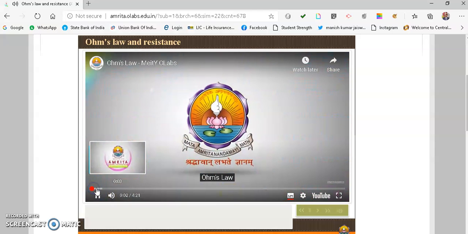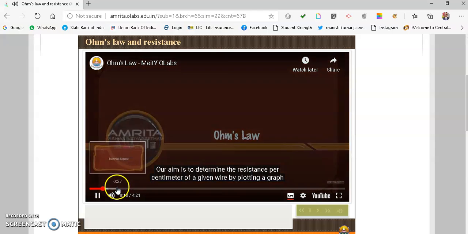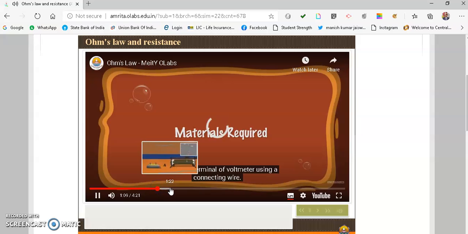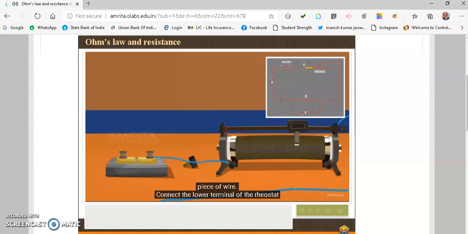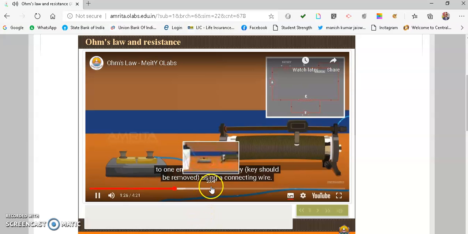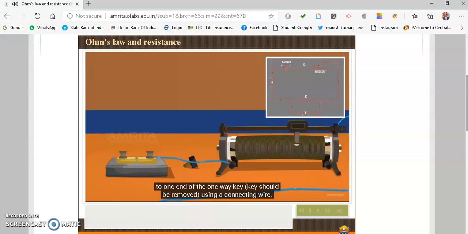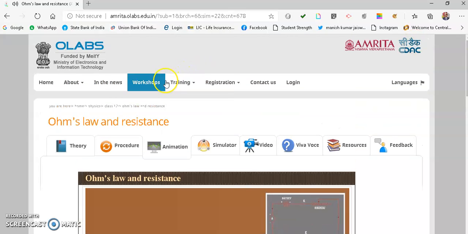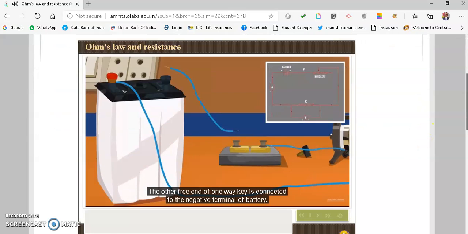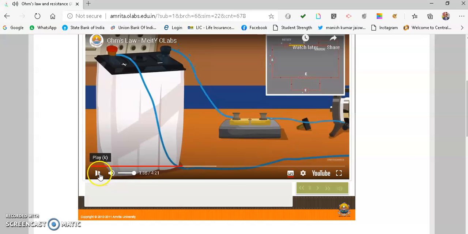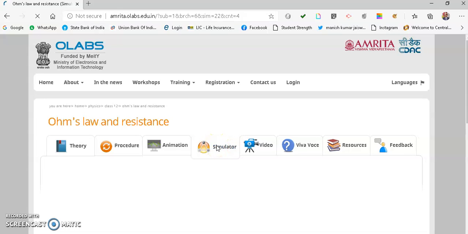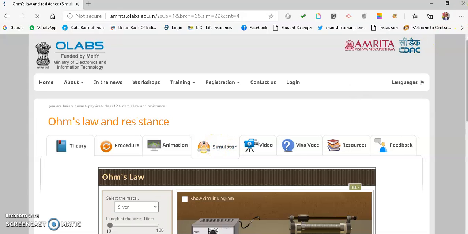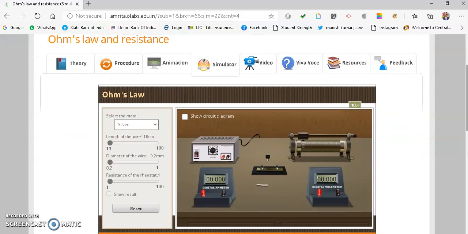I will just play certain parts forward and you will see the main thing, which is how we will be connecting the circuit. Connect the lower terminal of the rheostat to one end of the one-way key with a connecting wire. You can always watch this because it will be available. We will do the simulation so that I can show you the effect and how we can visualize this, because this is the main thing one worries about. Sir, it works like this, but how can we do it personally ourselves?